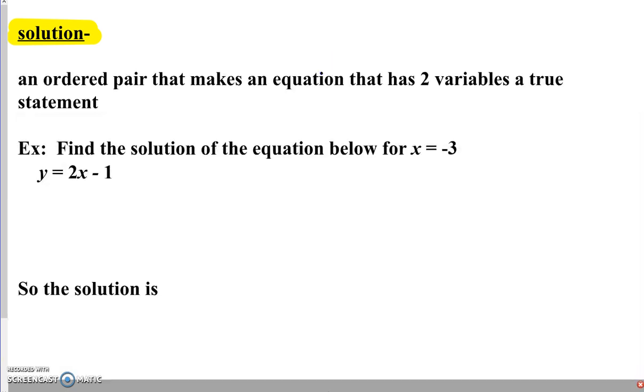So what we want to do today is work on graphing linear equations. But in order to do that, we got to understand a few things. First, what we got to understand is a solution. And if you think of a solution, it's like an answer. So a solution, in this case, is an ordered pair that makes an equation with two variables into a true statement. So there's a few things we got to make sure we understand in there.